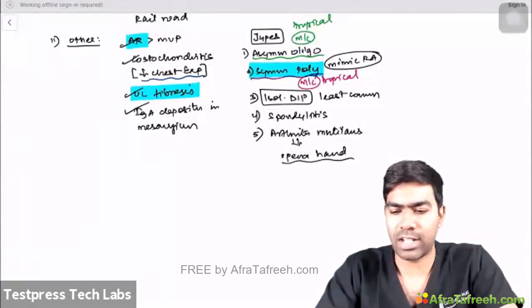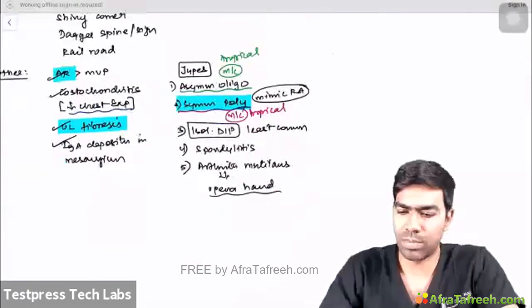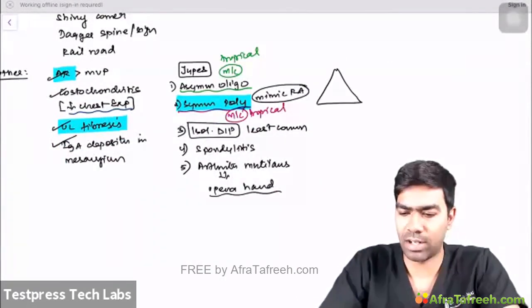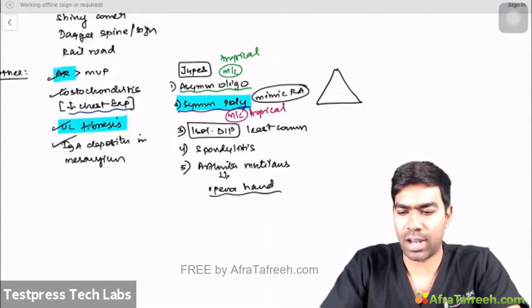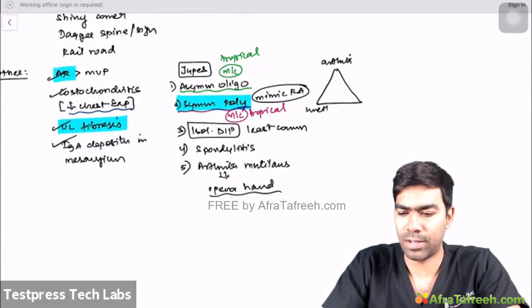And on the other hand, as far as Reiter syndrome is concerned, the most important part is the triad that will be asked in many exams. The most important triad we know is arthritis, urethritis, and conjunctivitis. And remember, this arthritis is more often a peripheral arthritis, and the most common joint affected is the knee joint.